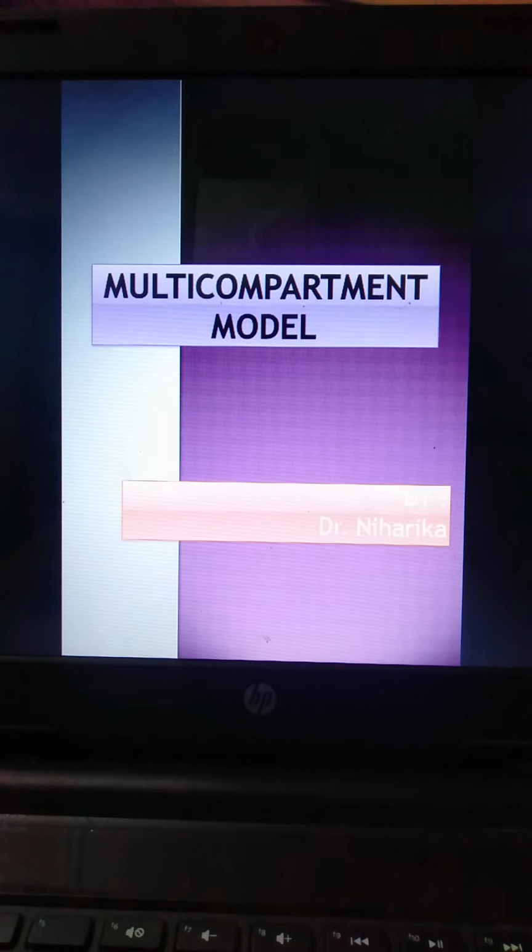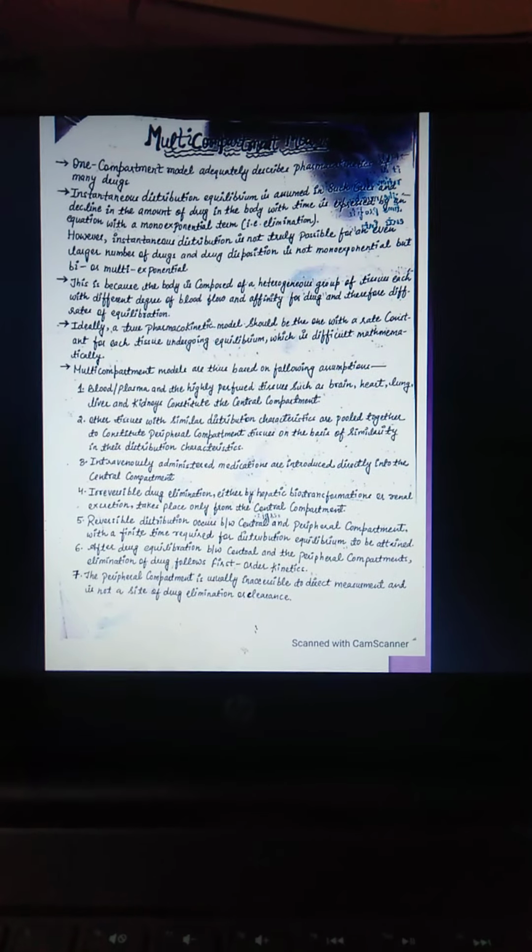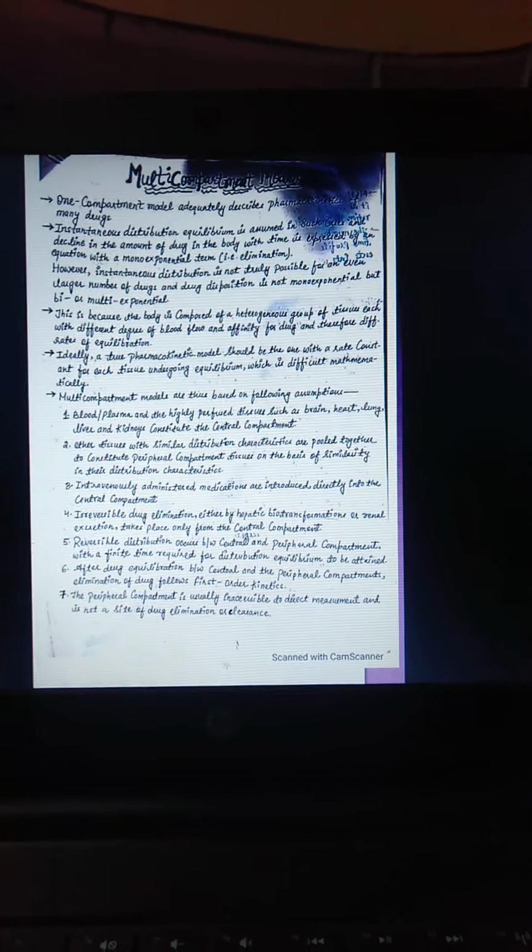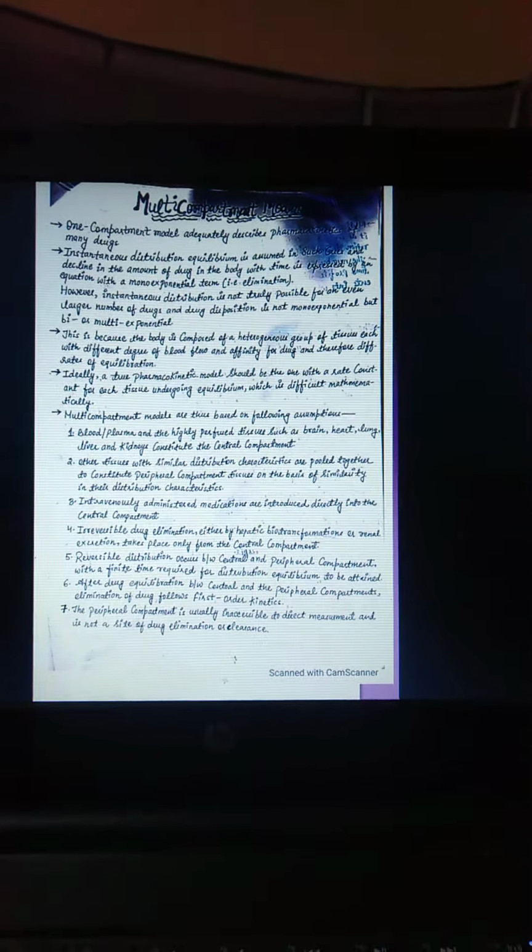Okay, here we come to the multi-compartment model. The multi-compartment model describes the pharmacokinetics of drugs. It is different from the one compartment model because it is based on the following assumptions.